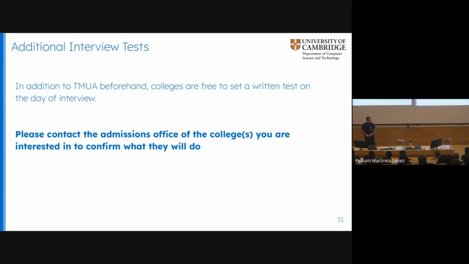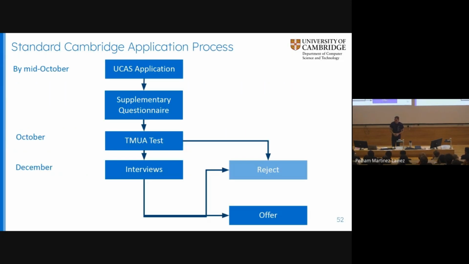Now, in order for you to know what it's going to look like exactly, you have to look at the college. You have to talk to the admissions office of that college that you're applying to. Right, at this point, you've got almost all the way through the process. You could have been rejected, and unfortunately, you could be rejected at this point as well from the interviews, but you could also get to an offer. We could say, yes, get A star, and you're in, right? You can give that offer.